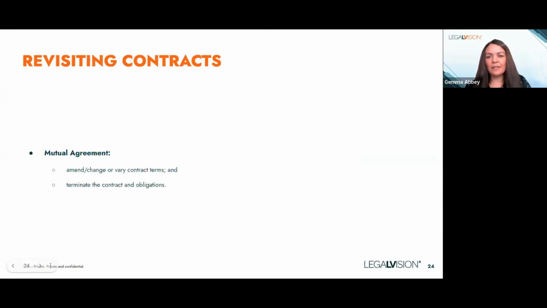Whilst I'm sure everyone's aware you can't unilaterally change the terms of a contract once entered into, they're binding, or force the other party to accept any changes, it's always open to the parties to mutually agree to amend, change, or vary contract terms to suit both parties and allow the performance of the contract, or to agree to mutually terminate the contract and terminate any obligations of the parties on termination.